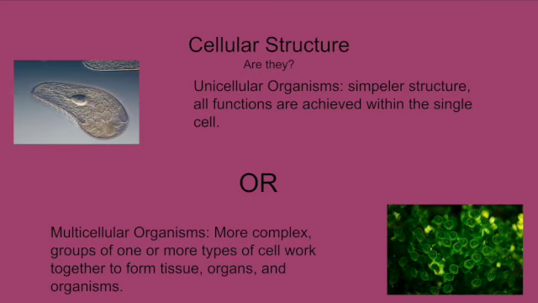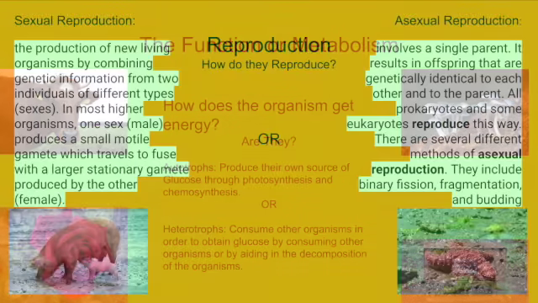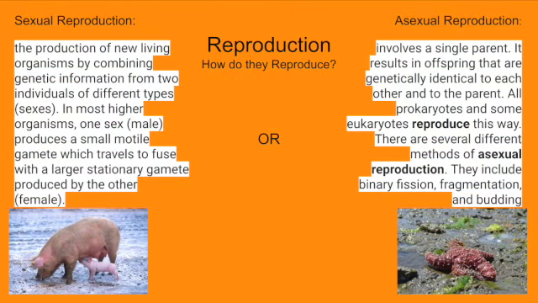So things that we look at: the cell structure. Are they unicellular organisms or multicellular organisms? How do they get their food, or how does their metabolism work? Are they autotrophs, which are producers, or heterotrophs, which are consumers? How do they reproduce? Do they use sexual reproduction, meaning two different sexes? Or do they use asexual reproduction, which allows them to pretty much make a clone or copy of themselves?